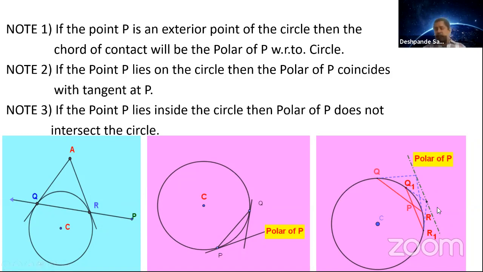So in the third case, if the point P lies inside the circle, then the polar of P does not intersect the circle and it is outside the circle. There is no intersection between the circle and the line.